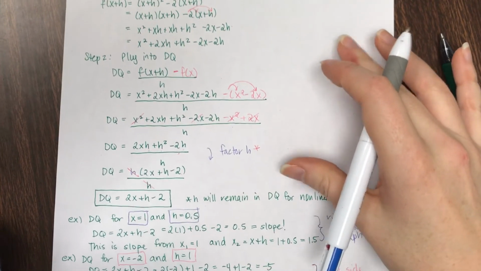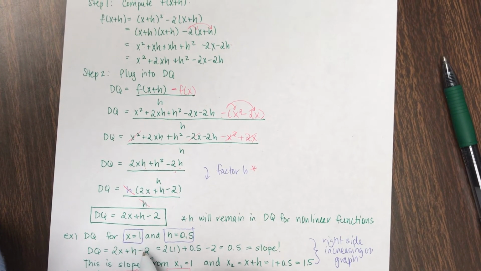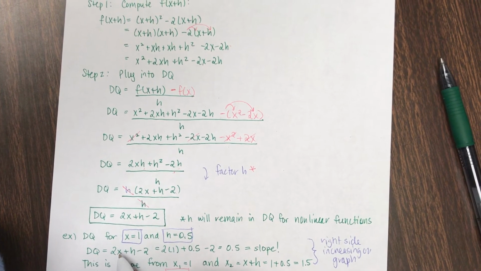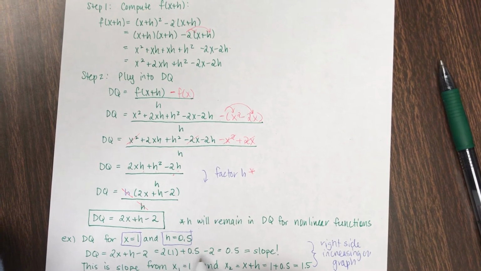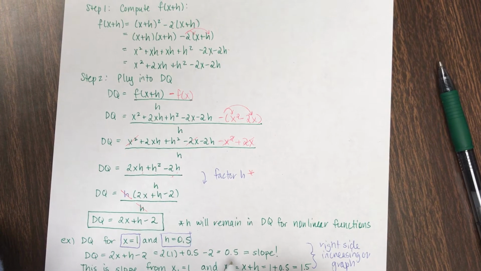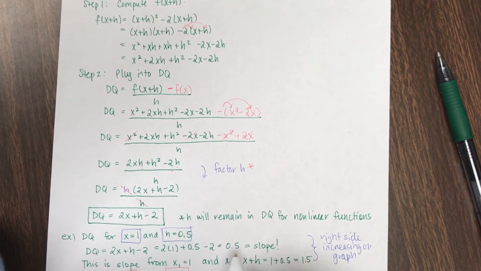All right, back down to the example. Here's my difference quotient, 2x plus h minus 2. I'm plugging in 1 for x, I'm plugging in 0.5 for h. And when I work this out in my calculator, I get 0.5. That's a positive little slope. It corresponds to what I thought when I looked at my picture.